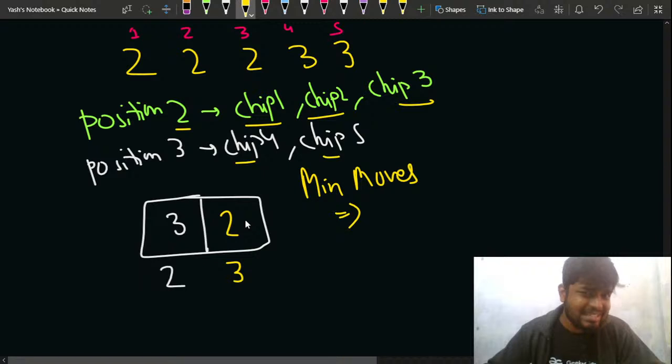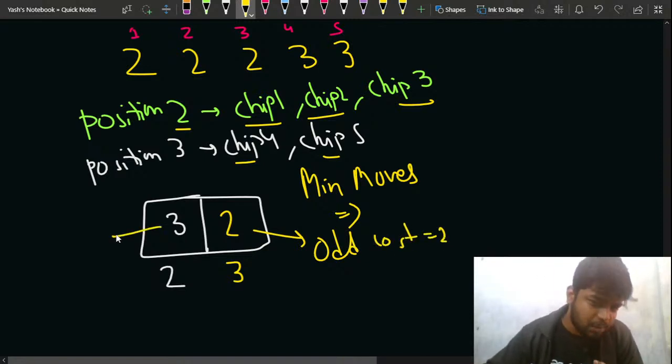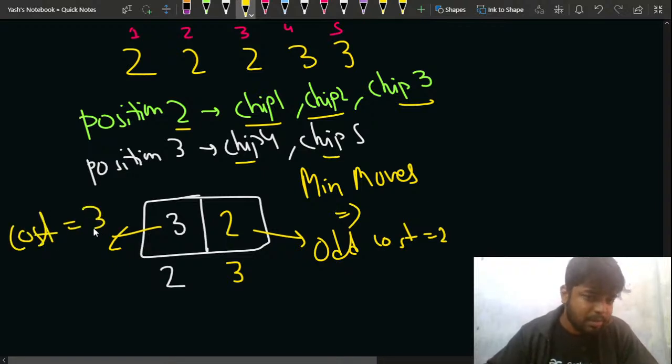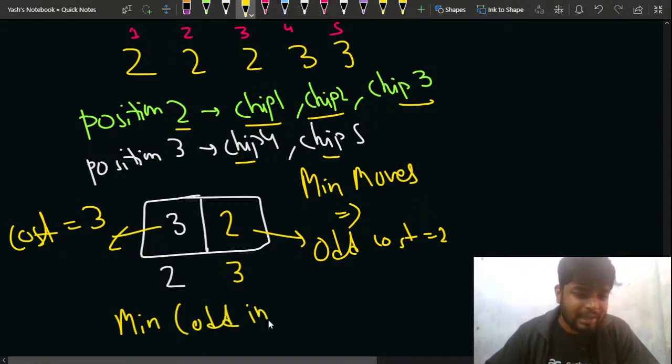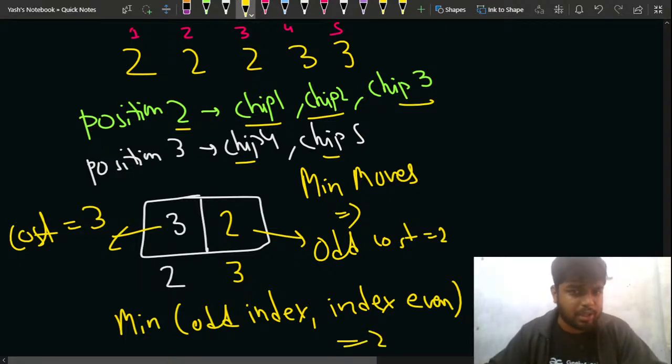We can easily see that there are 2 chips at the odd index, so for moving them my cost will be 2. For moving the 3 chips at the even index, the cost will be 3. So I will find the minimum cost between index 2 and index 3, and the cost comes out to be 2. Everyone is clear with this much part, I hope.